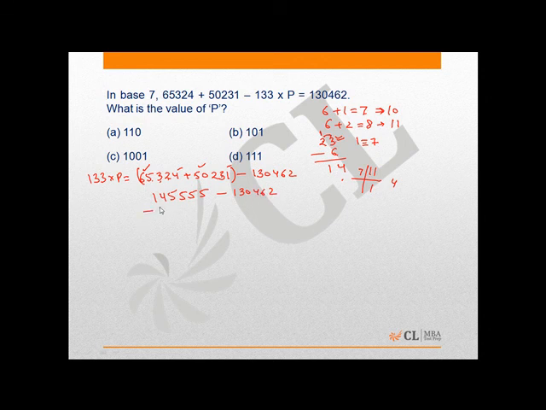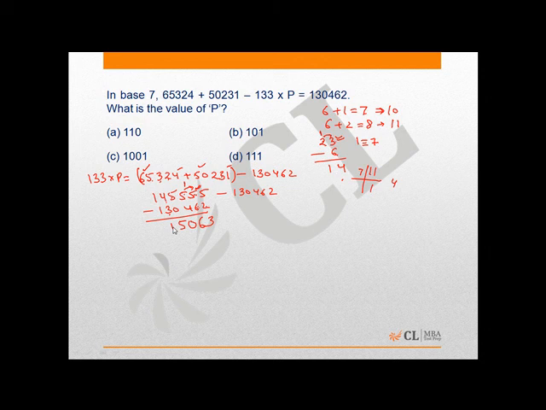Now let's see this. I have to subtract 130462 from this. What I will get? 5 minus 2 is 3. Out of 5 I cannot remove 6, so I have to borrow 1 from this, which means 7. 7 plus 5 is 12. 12 minus 6 is 6. Now this becomes 4. 4 minus 4 is 0. 5 minus 0 is 5. 4 minus 3 is 1. So 133 into P is nothing but 15063.